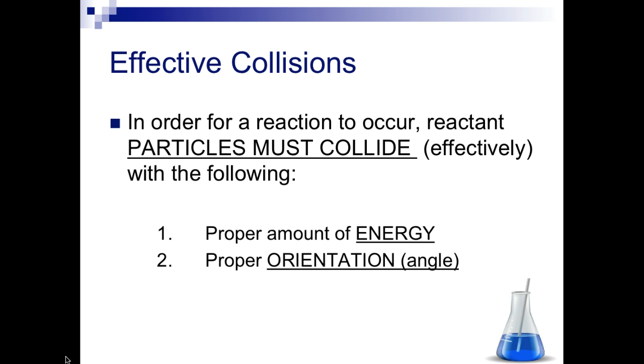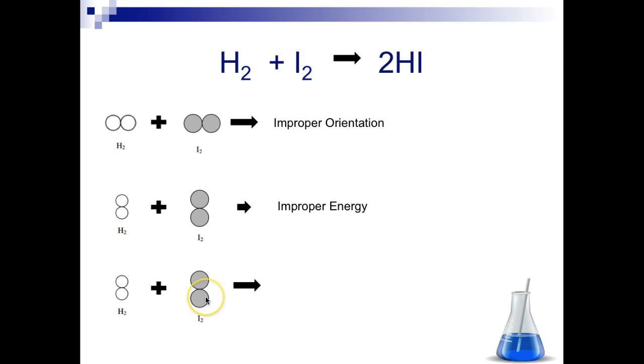They need to have the proper amount of energy, and they need to orient themselves in the proper orientation or angle. All right, let's look at this example. We have H2 plus I2 gives you 2HI. The first example, they don't have the right orientation, so these two won't smack into each other correctly. If we look at the second two, they don't have the right amount of energy, so they're not going to smack into each other correctly. But if we look at the last two, they smack into each other perfectly and create two HI molecules.